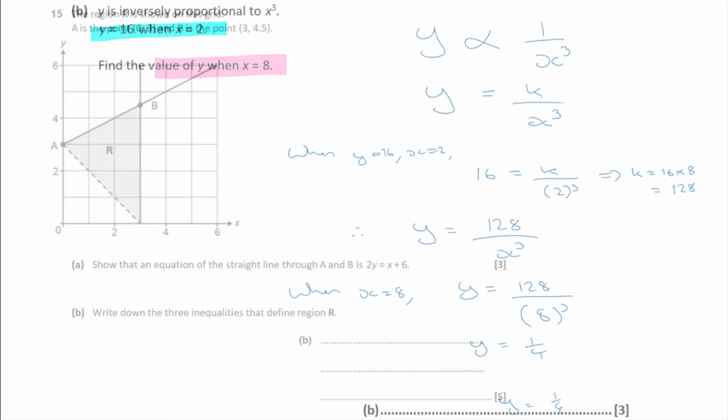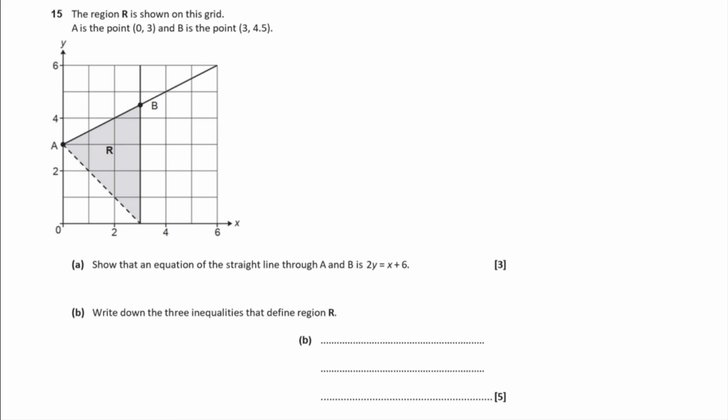Question 15. The region R is shown on this grid. A is the point 0, 3 and B is the point 3, 4.5. Show that the equation of the straight line through A and B is 2y equals x plus 6. Okay, so we're told that A is the point 0, 3. I'm just going to draw that on the diagram. So that's 0, 3, and B is 3, 4.5.